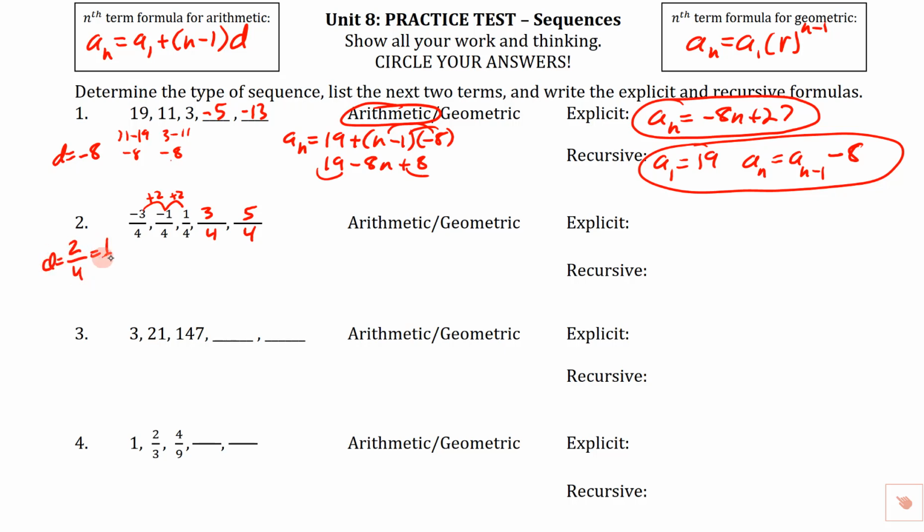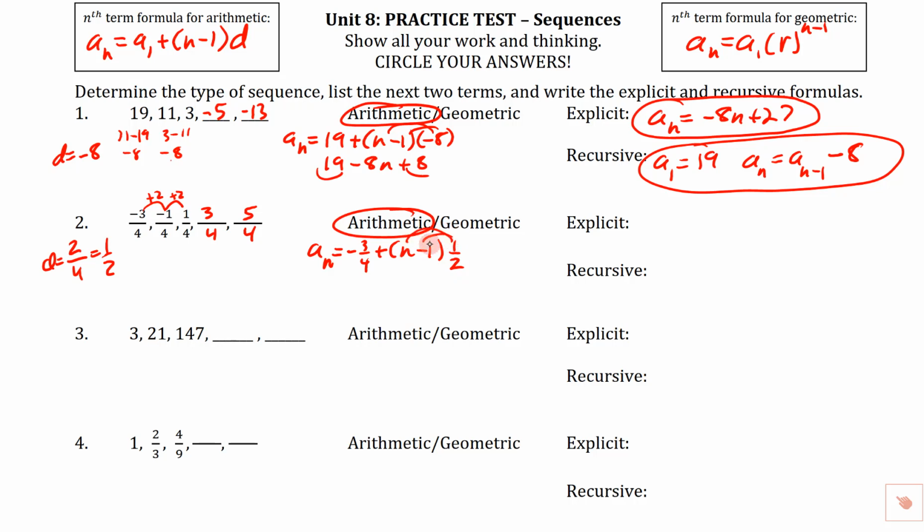Here's our common difference. Our common difference is 1/2. So this is definitely arithmetic, and let's come up with the formula. The formula for the nth term is going to be the first term, which is -3/4, plus n minus 1 common differences of 1/2.